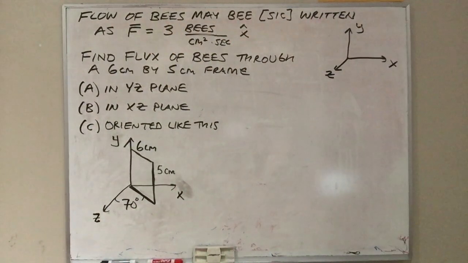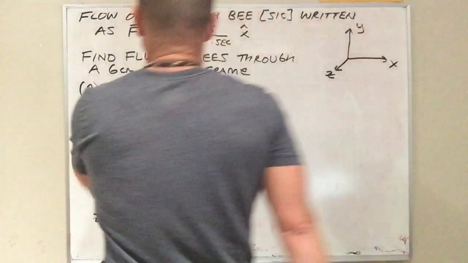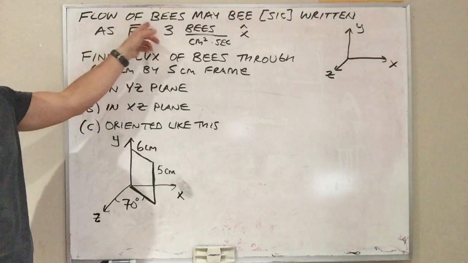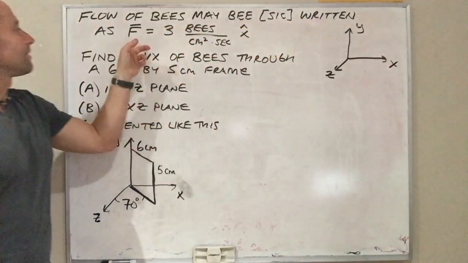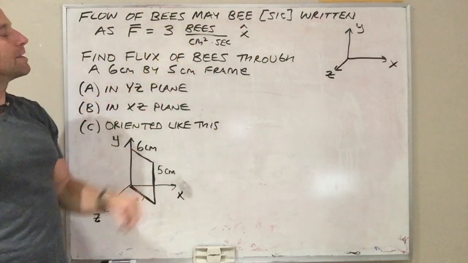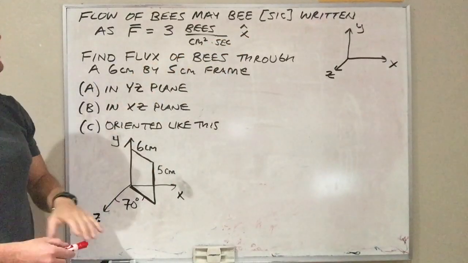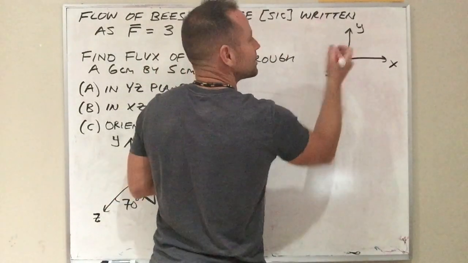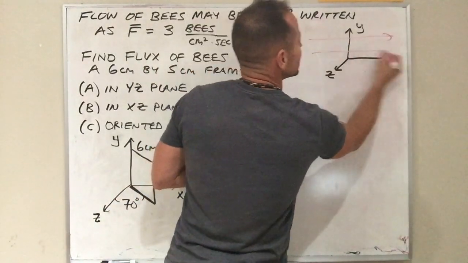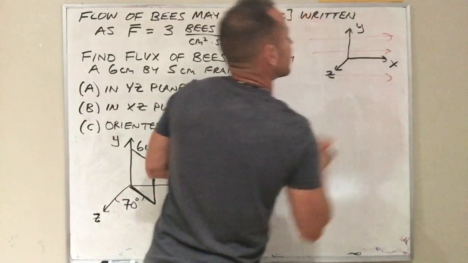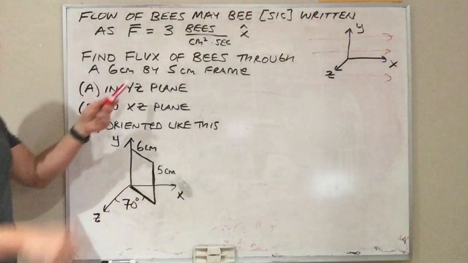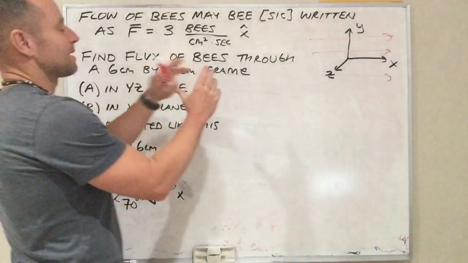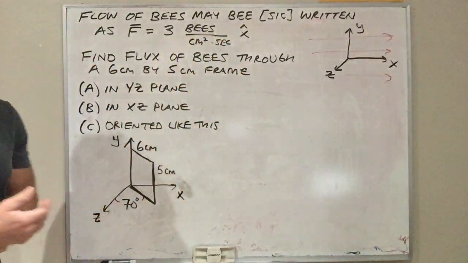Another one that we can look at is in this example that I put on page 79 that says there's some bees flying around. It says the flow of bees may be written like this, and it says 3 bees per centimeter squared per second x hat. And so what that means is the bees are all flying this way. Okay, so you got to imagine everybody's flying like this. And then what we're supposed to figure out is the flux of bees that would be through a picture frame, a 6x5 frame that's held in some different orientations.